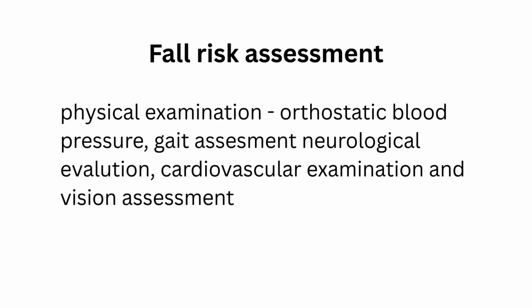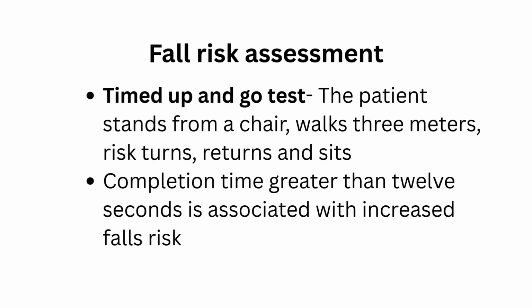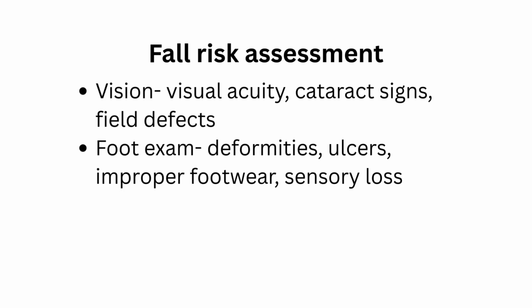Gait and balance tests such as the timed up and go test assess mobility and stability. To perform the timed up and go test, ask the patient to stand from a chair, walk 3 meters, turn and return to the seat. Completion time greater than 12 seconds is associated with increased risk of fall, or if the activity is low in quality, that means the patient might stagger or the gait is unsteady. Finally, vision, feet, and footwear are examined because poor vision or unsafe shoes can significantly increase falls.